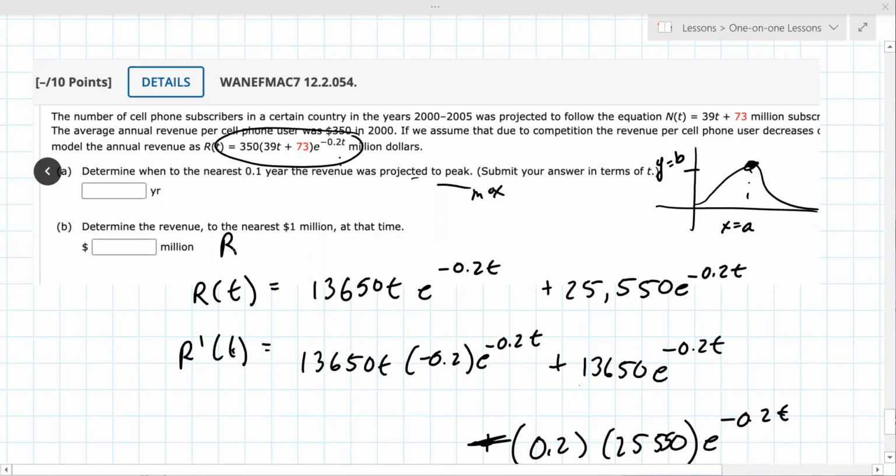Determine the revenue, round to the nearest 1 million. Okay, so the answer is in millions of dollars, which means you're going to round to the nearest ones place. So 36508 is what I got here.